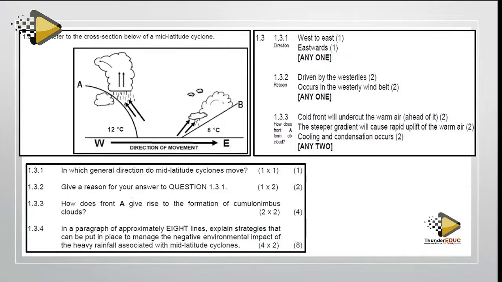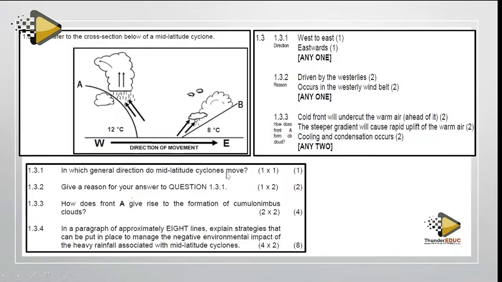So you see this question, the diagram that we have here has a label, and the label says cross-section of a mid-latitude cyclone. This is a cross-section of a mid-latitude cyclone. Now, what you should know is that if you are requested to draw, you must make sure that your drawing has labels. And then again, when you're drawing a cross-section of a mid-latitude cyclone, you must also show the direction of the movement of air, and then give a reason for your answer.